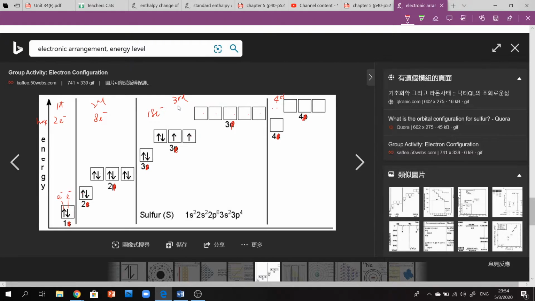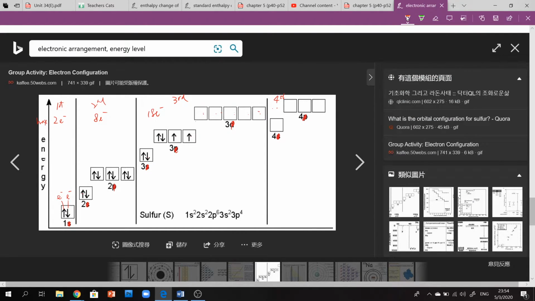How about the third shell? The third shell holds 18 electrons, so we have 3 more partitions, right? One is for 2, the second is for 6, the final one is for 10. 1, 2, 3, 4, 5. Okay, 5 boxes means 10 electrons can be filled. So altogether we've got 18 electrons. But that is the most tricky part.